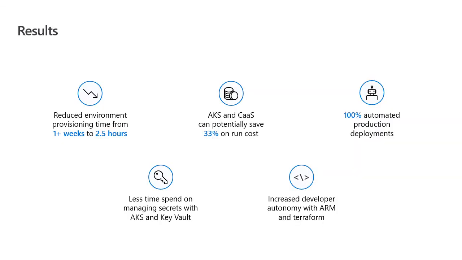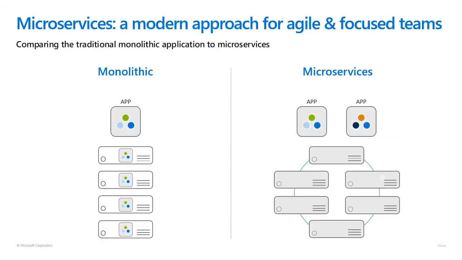So these are some of the results of the example that I gave a while ago on containerizing applications and allowing Azure Kubernetes Service to orchestrate and manage those containers. A reduction in provisioning time, cost savings, automation of production deployment, increased developer autonomy, and also spending less time managing secrets, because this is a case wherein encryption keys are actually stored in something called Key Vault, working hand in hand with AKS.